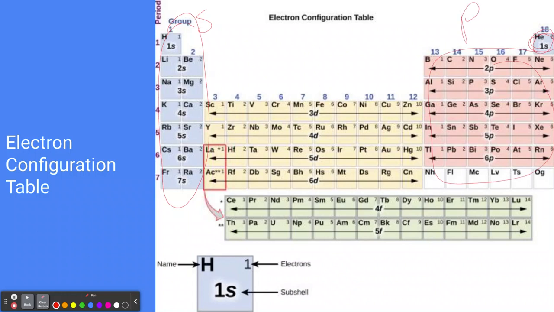Our P block is the last 6 columns. Our D block is right here in the middle. And our F block here is at the bottom. In order to do these, what you need to take a look at is what we're passing through. So to get all the way down, I'm going to clear this. And let's do, for example, argon. Okay, so argon is way down here.